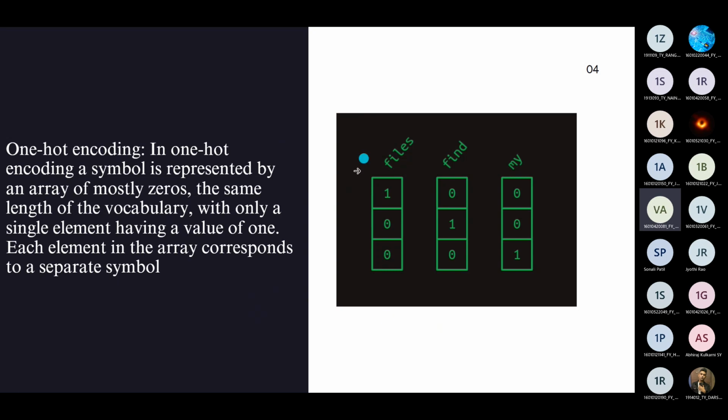So if I want to write this sentence, find my file, how will it be? It will be 2 3 1, something like this. The second value, the one is in the second place, the one is in the third place, and the one is in the first place. So in one-hot encoding, we just represent the words by putting one, and in the rest of the array we put 0.